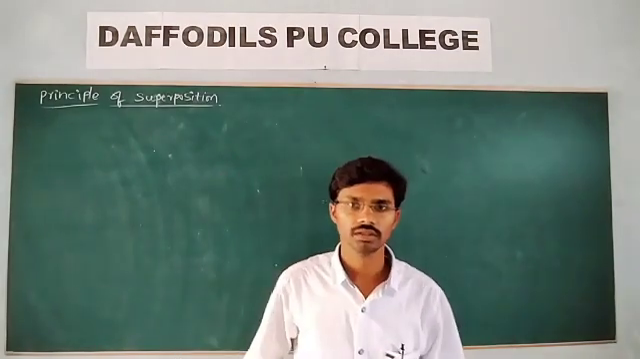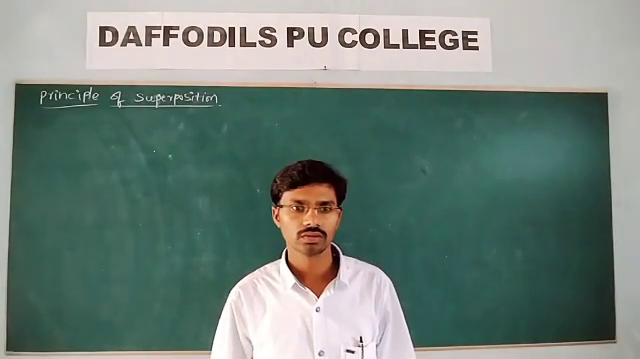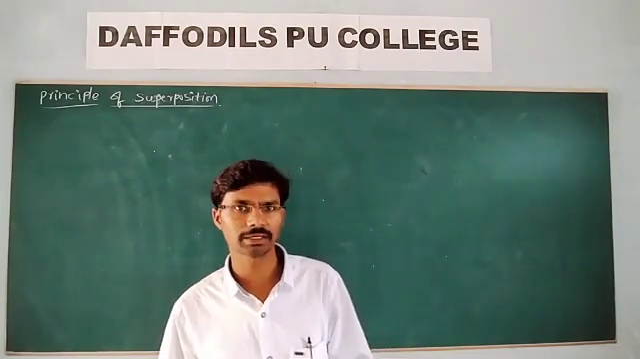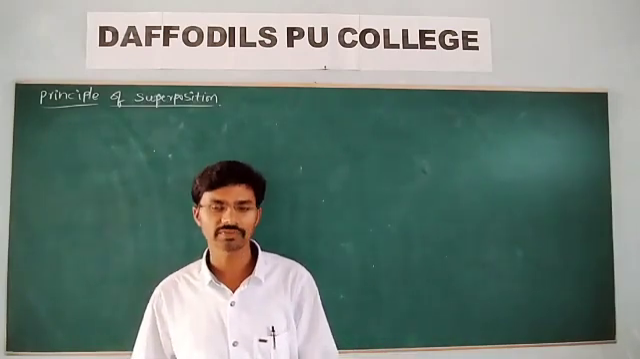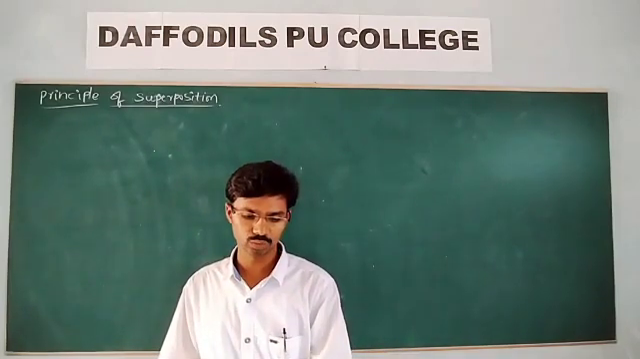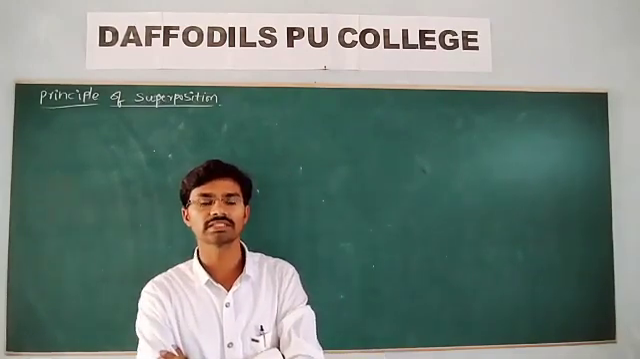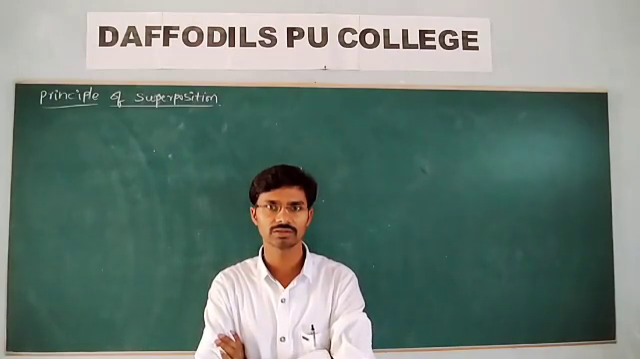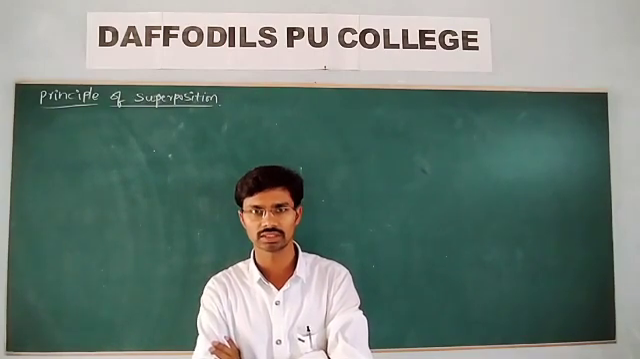Hello students, what do you mean by Coulomb's law? What is the force between any two charges which is explained by Coulomb's law? According to Coulomb's law, the force of attraction or repulsion between any two charges is directly proportional to the product of the charges and inversely proportional to the square of the distance between the two charges, and that force acts along the line joining the two charges.